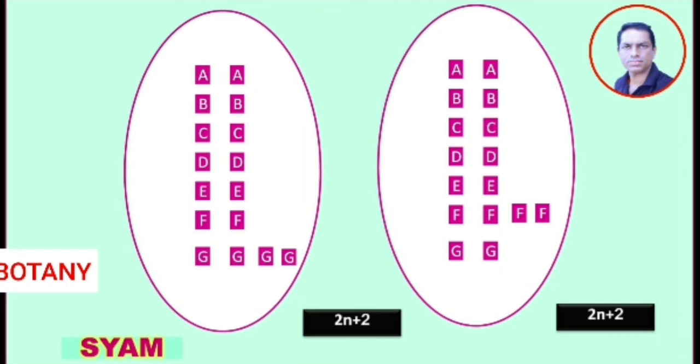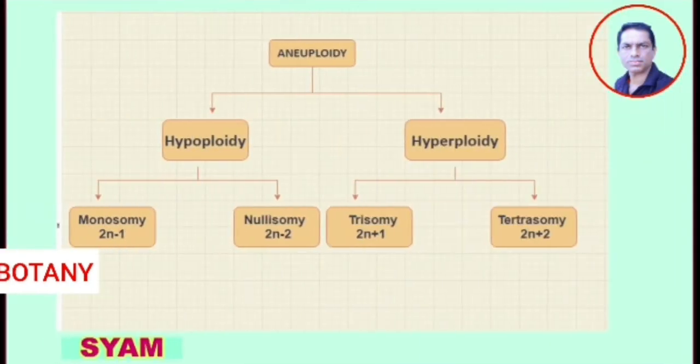So the formula of tetrasomic is 2n plus 2. The formation of gametes in tetrasomic is n plus 1 comma n plus 1, because in one gamete A B C D E F G G enter, and in another gamete A B C D E F G G. So in the quadrivalent 4 G's are present, 2 G's go to one gamete and 2 G's to the other gamete. So the formation of gametes is n plus 1 comma n plus 1.